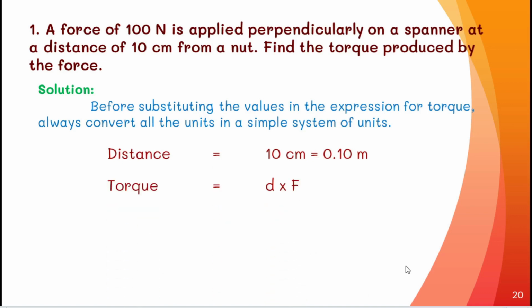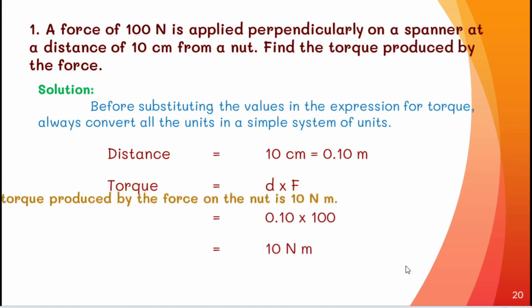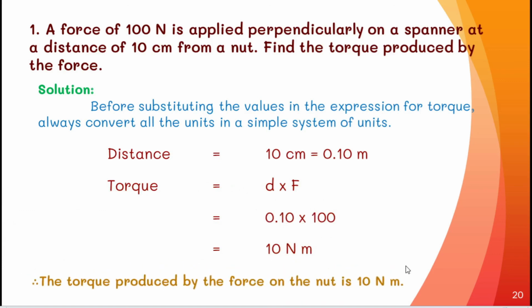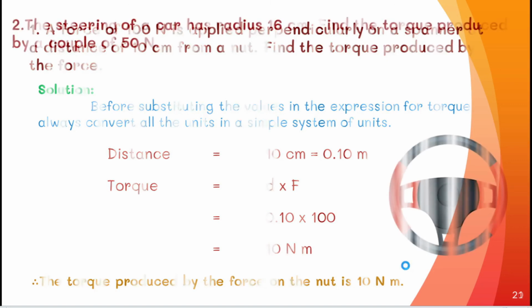Next, the torque formula. What is the torque formula? Torque is equal to D into F. I am going to apply the values in that formula: 0.10 into 100. So we are getting 10 Newton meter. Finally, the torque produced by the force on the nut is 10 Newton meter.